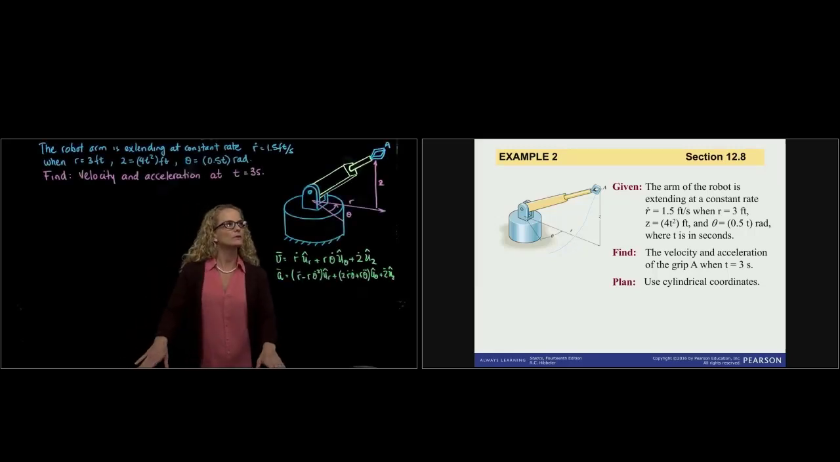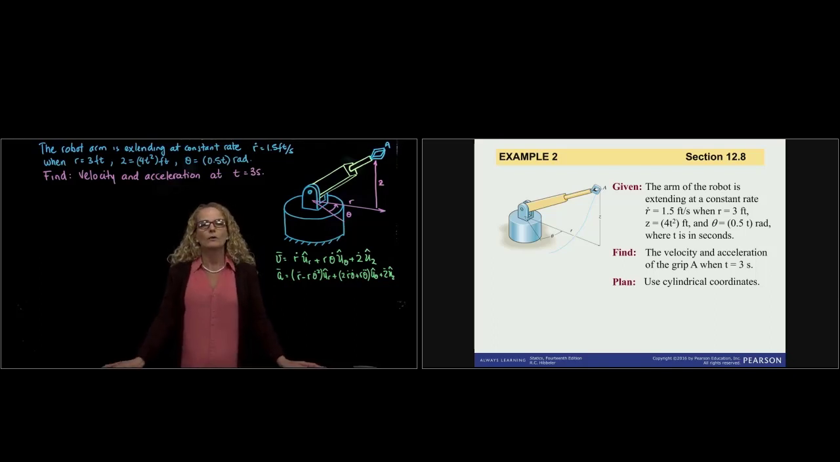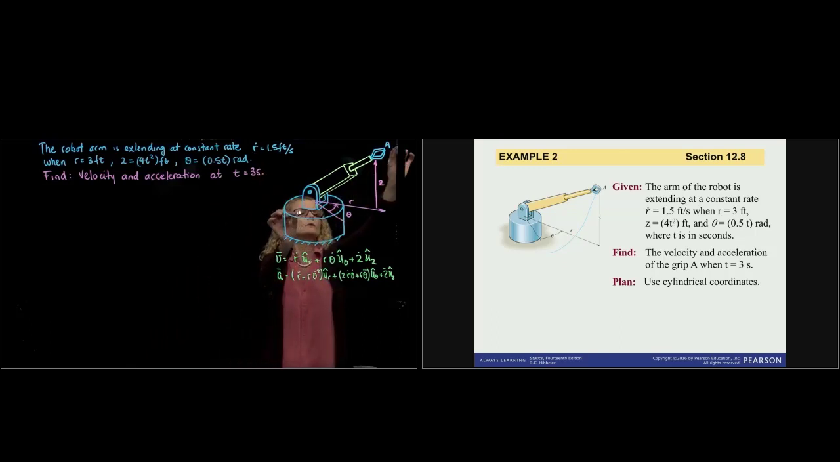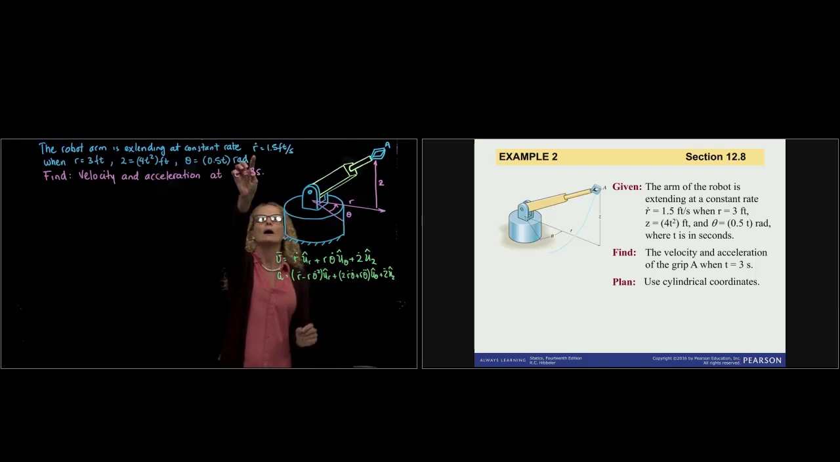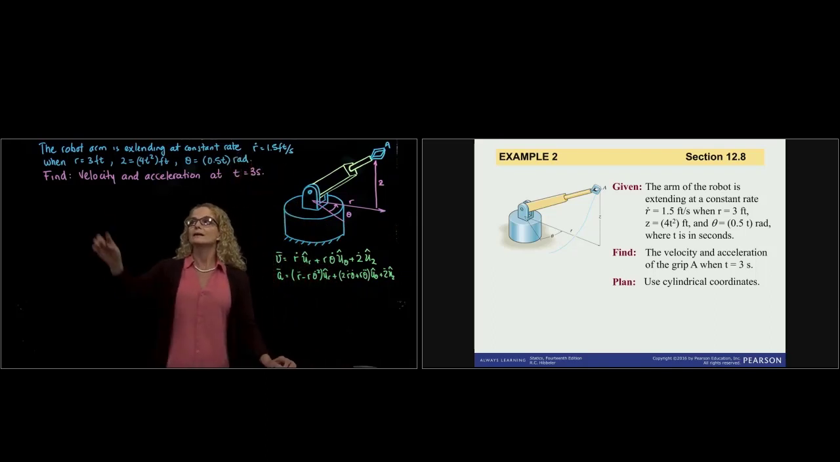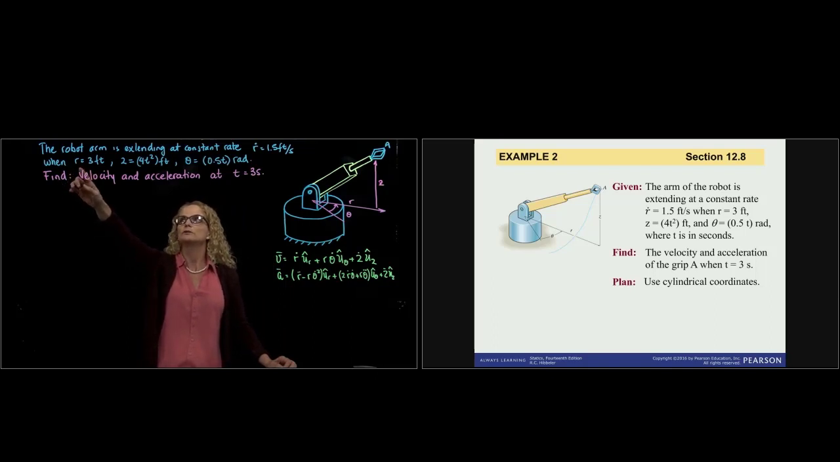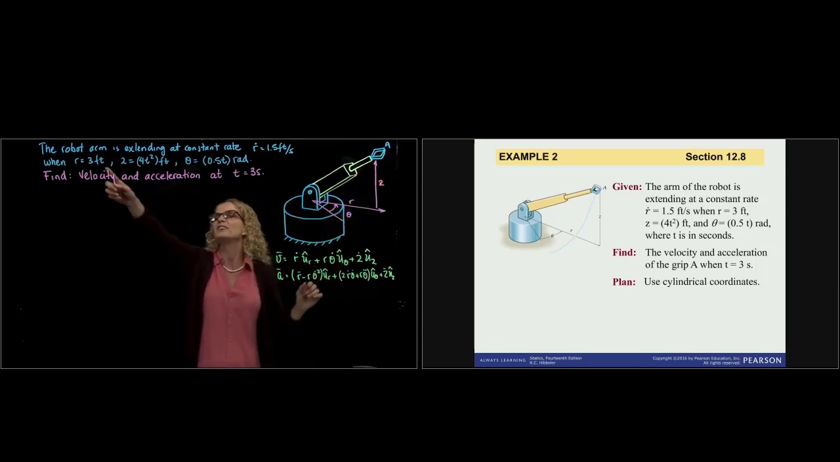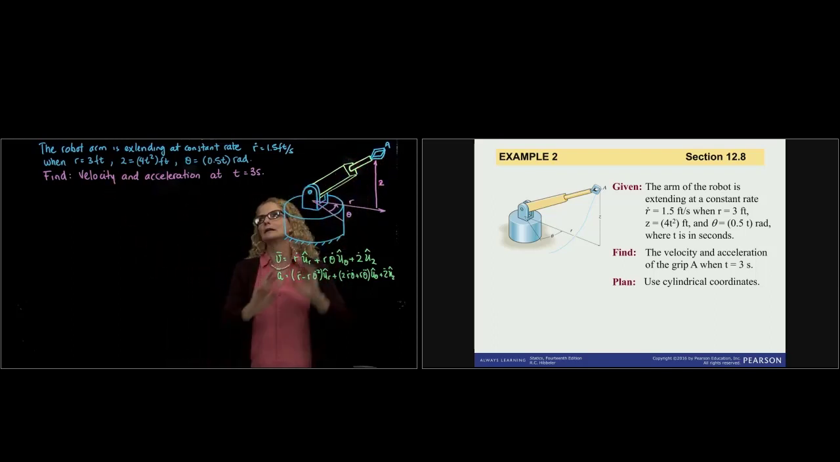Okay, so here we have a robot arm. We are in example number 2 of chapter 12, section 12.8. The robot arm is extending at a constant rate, r dot, of 1.5 feet per second. So that's our velocity. And they are giving us the position at that moment, which is r equals 3 feet. So the length of the arm is 3 feet for that instant.